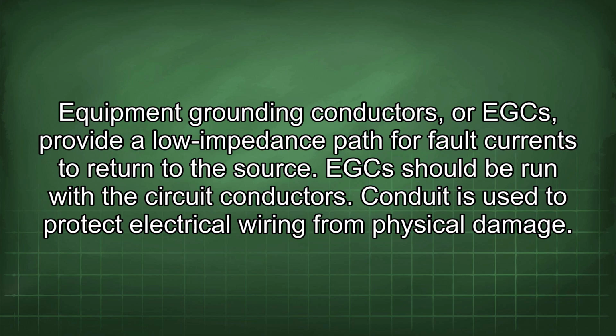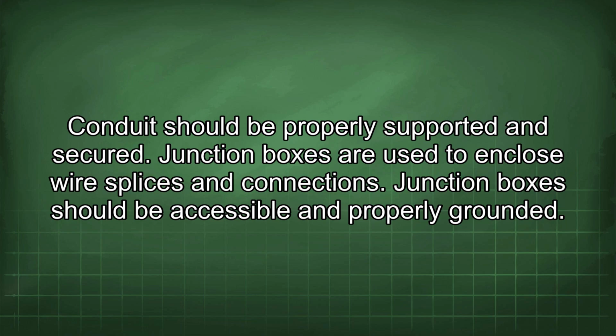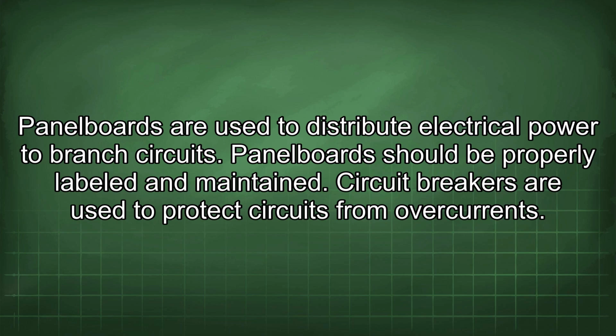Conduit is used to protect electrical wiring from physical damage. Conduit should be properly supported and secured. Junction boxes are used to enclose wire splices and connections. Junction boxes should be accessible and properly grounded. Panel boards are used to distribute electrical power to branch circuits. Panel boards should be properly labeled and maintained.